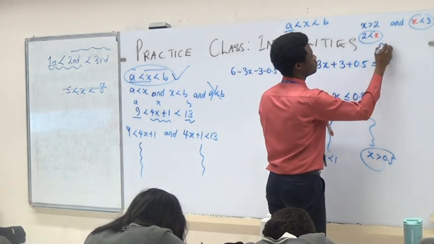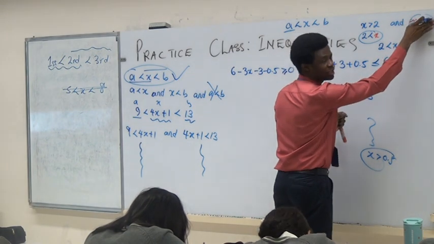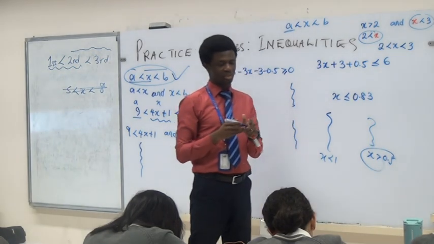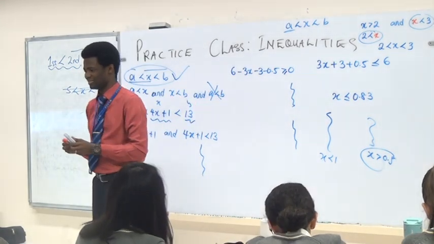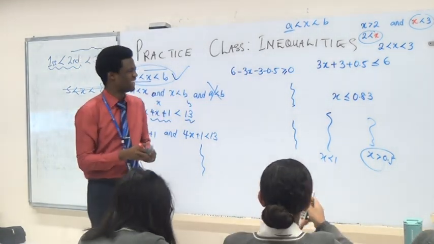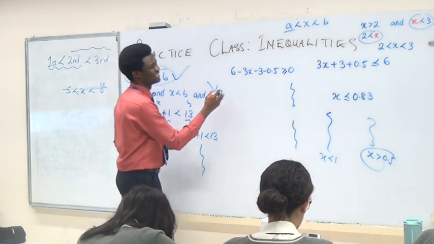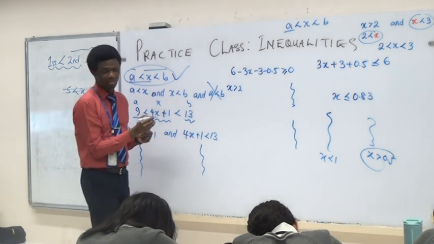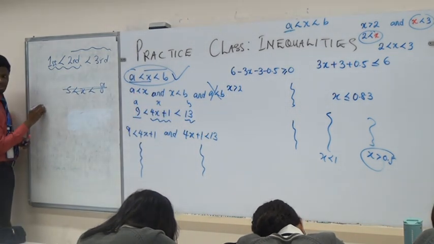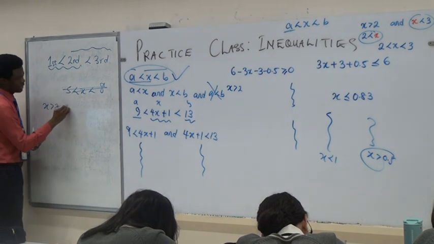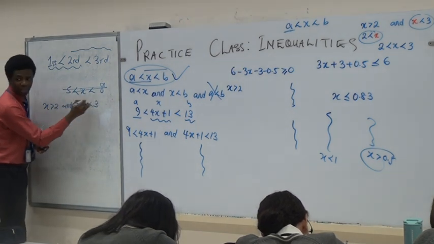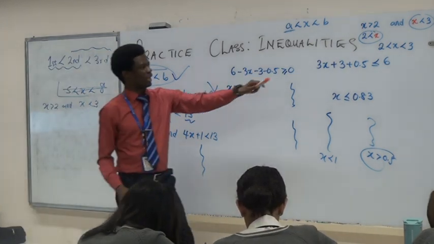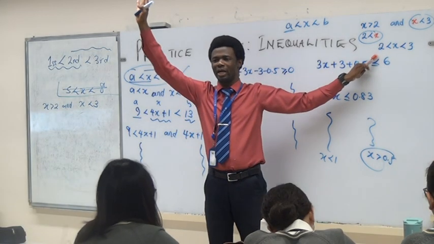I just merge this. I stick it on it and it fits like that. I'll show you again. One is x greater than 2, and the other is x less than 3. If you don't know how to mark the results to get this, please raise your hand.